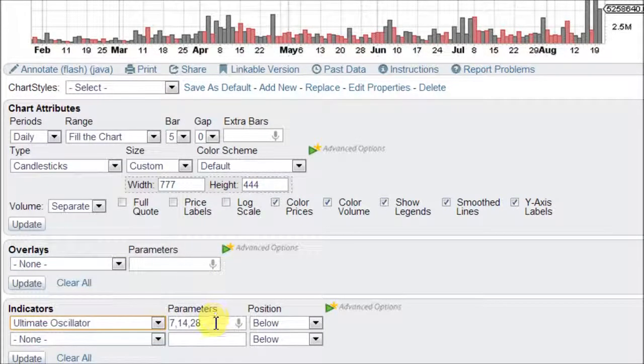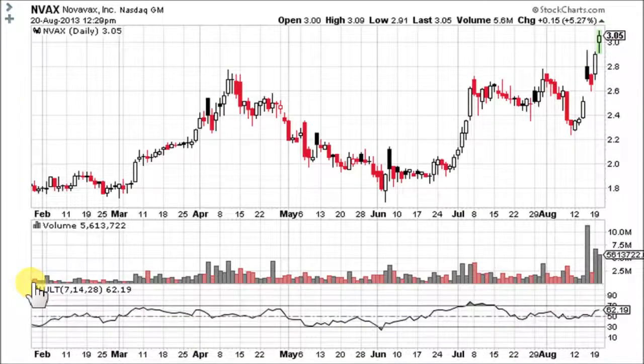Now your standard settings are 7, 14, 28, and that is one oscillator that you can modify the settings on. For really quick readings, you can use 4, 8, 16. And if you're a long-term trader using daily, weekly, and monthly charts, 20, 40, 80 seem to be good settings there. Let's go ahead and click Update.